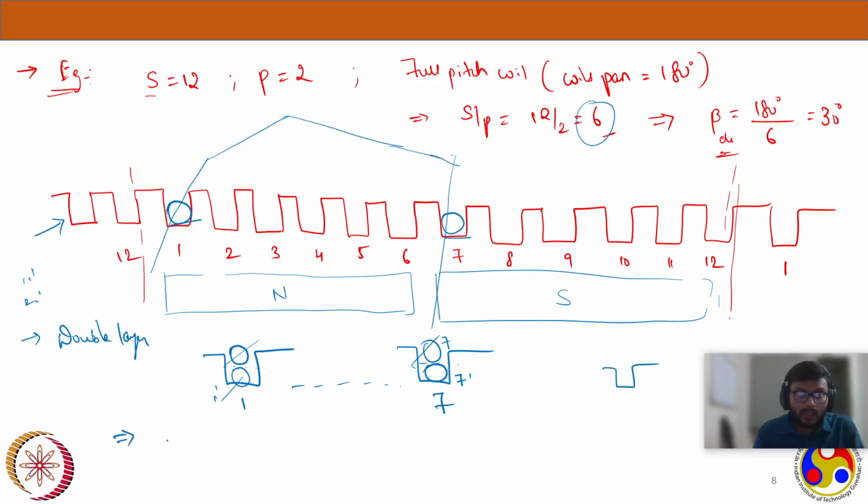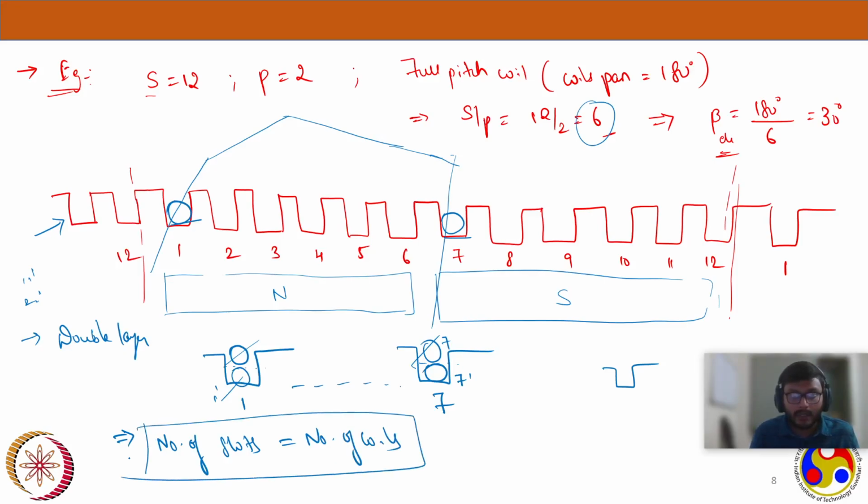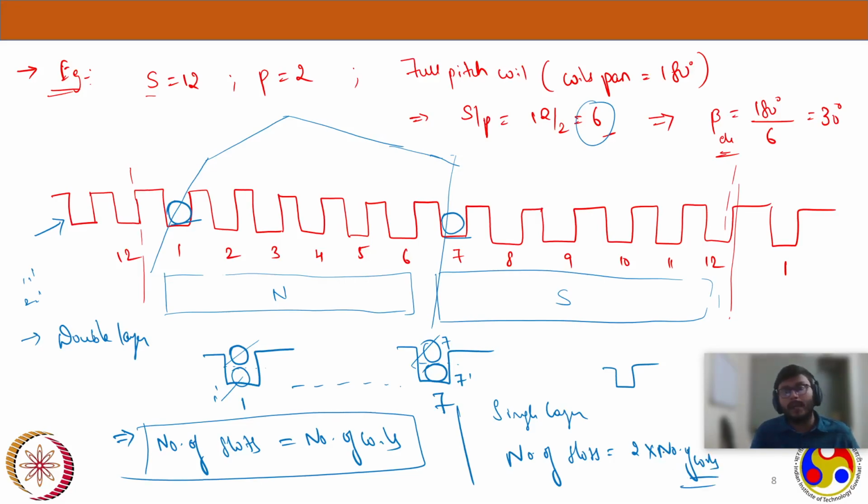Now another important formula or simple technique, by seeing it we can say that in case of double layer winding, number of slots is equal to number of coils. But in case of single layer winding, what is the relation? Number of slots is equal to 2 times the number of coils, or you can say number of coils is equal to number of slots by 2.